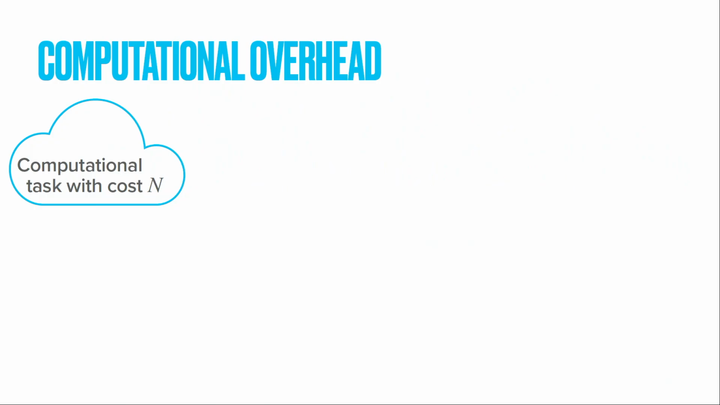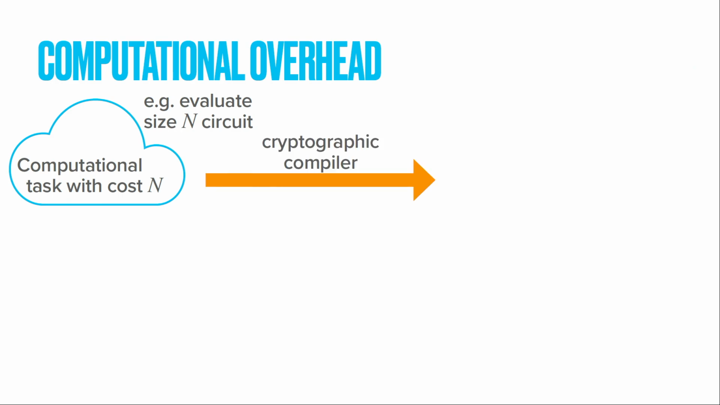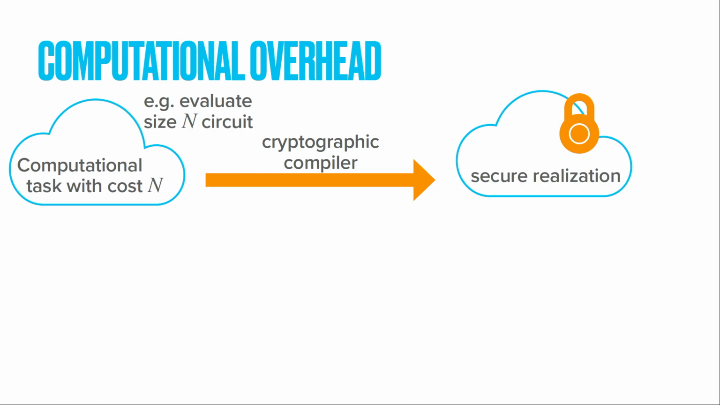All right, so this work and this presentation is concerned with the concept of computational overhead. So what do I mean here? Let's consider some sort of computational task which has some original cost n. A nice motivating example you can think of is evaluating a circuit of size n. And then oftentimes in cryptography, you apply some cryptographic compiler and somehow transform this original computational task into some sort of secure realization of it. So maybe you want to evaluate the circuit with two non-trusting parties who share the inputs, in the case of two-party computation.